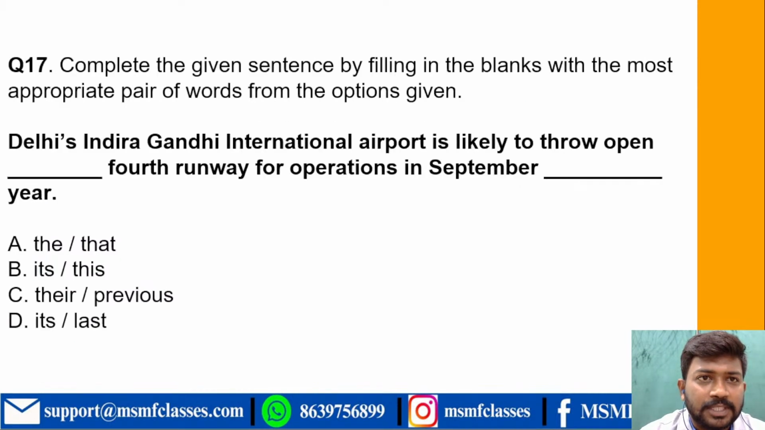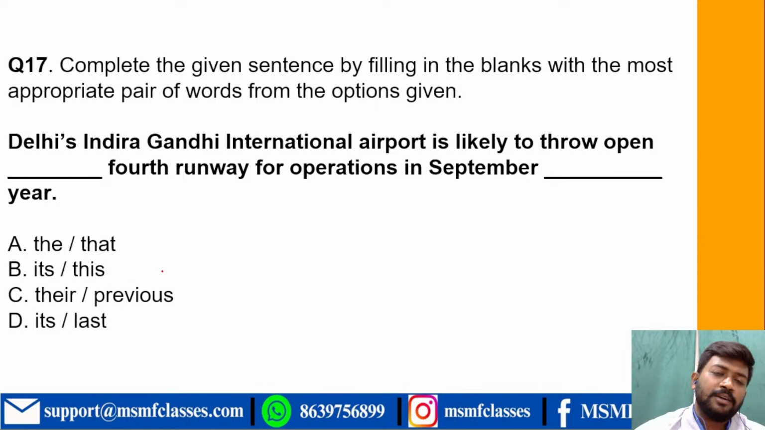Now let me move to the next question, 17. Complete the given sentence by filling in the blanks with the most appropriate pair of words from the options given. Delhi's Indira Gandhi International Airport is likely to throw open dash fourth runway for operations in September dash year. Observe here, "is likely to throw" is a future action, so we cannot use any past. Its fourth runway, their fourth runway, its fourth. So we have two "its" here.